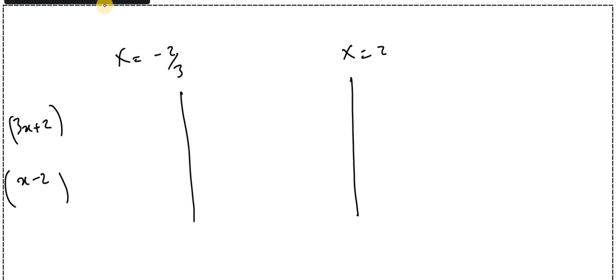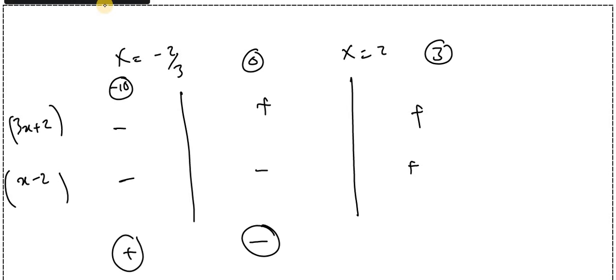You put in a number less than this, let's say negative 10. You put negative 10 there, this will be negative, this will be negative. You put a number here, let's say 0. This will be positive, this will be negative. A number here, let's say 3. That's positive, that's positive. The outcome here will be positive, here negative, here positive.